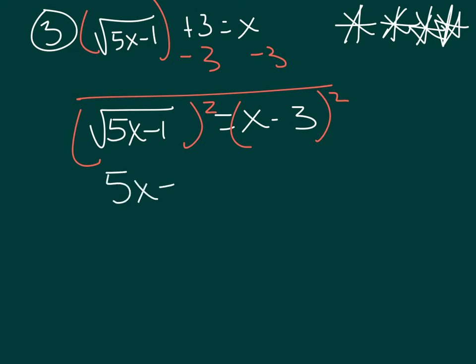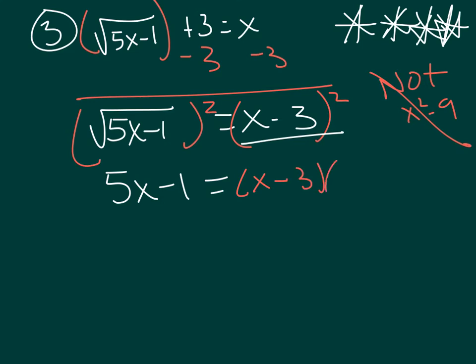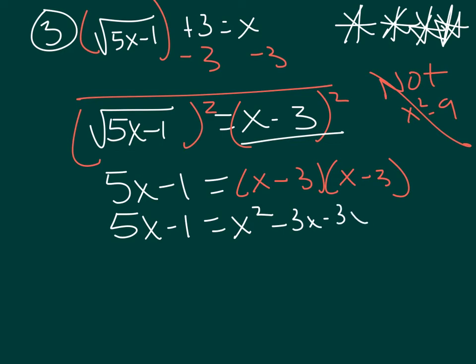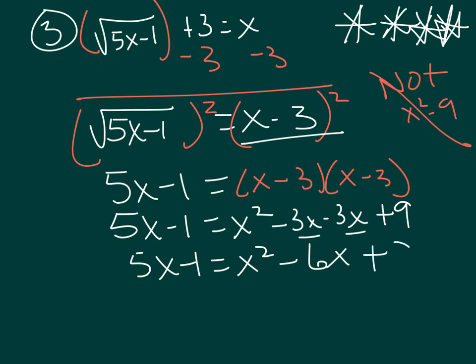So you end up with 5x minus 1 on the left. X minus 3, quantity squared, is not x squared minus 9. Okay? You have to remember that it is x minus 3 times x minus 3. So 5x minus 1 is going to be equal to x squared minus 3x minus 3x plus 9. So 5x minus 1 equals x squared minus 6x, combining like terms, plus 9.